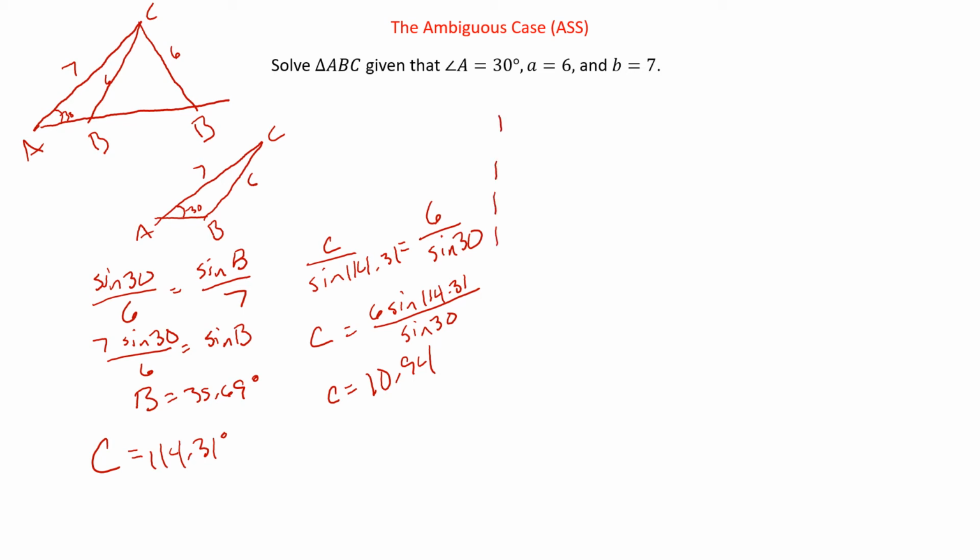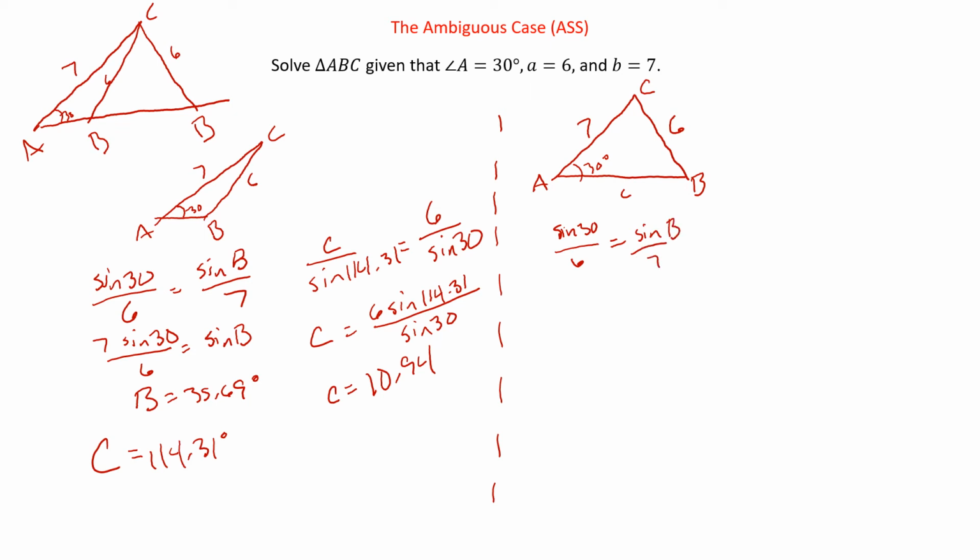The other possible triangle here is going to be the big one where it comes out this way. So we still have 7, we still have 6, we have C, we have B, we have A, we have little c. A was 30. And so first thing we could find is sine of B. So we'd set it up. Sine of 30 over 6 equals sine of B over 7, which is the exact same setup that we had earlier, which is kind of strange, right?